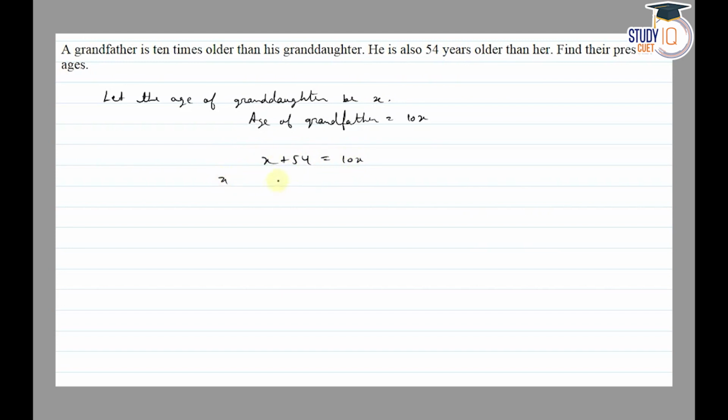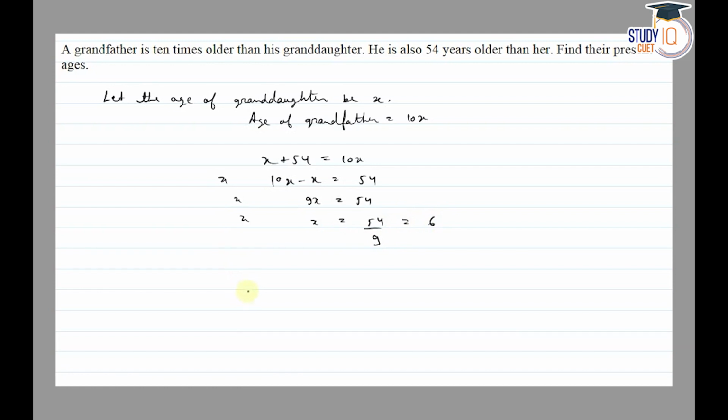So we will shift x to this side, so 10x minus x is equal to 54. So 9x is equal to 54. So x is equal to 54 by 9. So this will cancel, 6 times. So x is equal to 6.